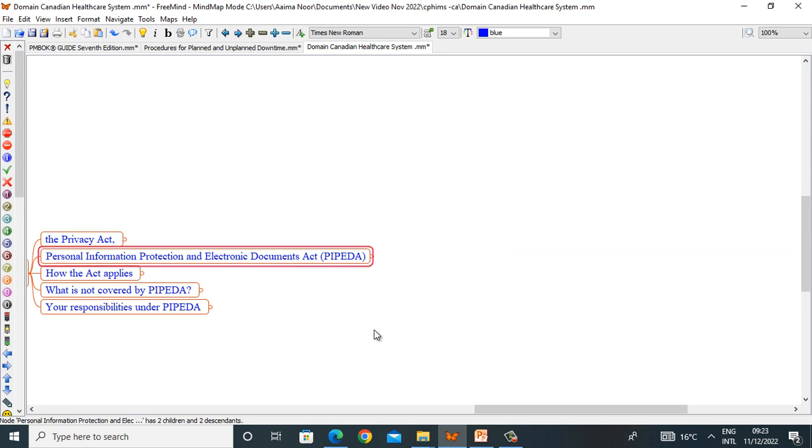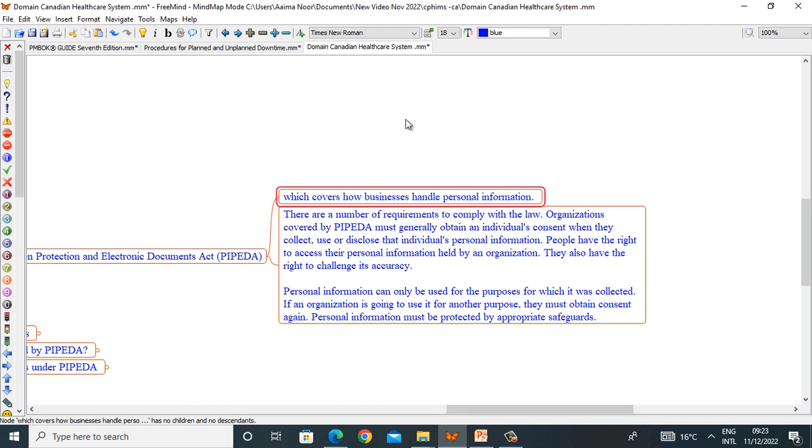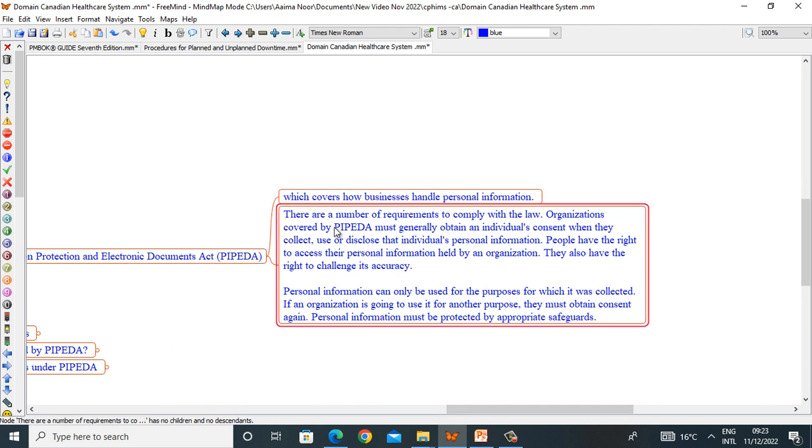Now we will explore the Personal Information Protection and Electronic Documents Act, PIPEDA, which covers how businesses handle personal information. There are a number of requirements to comply with the law.